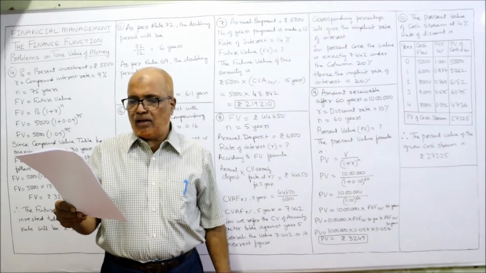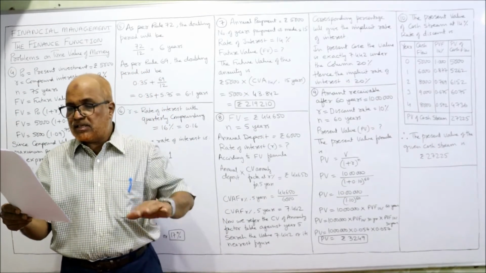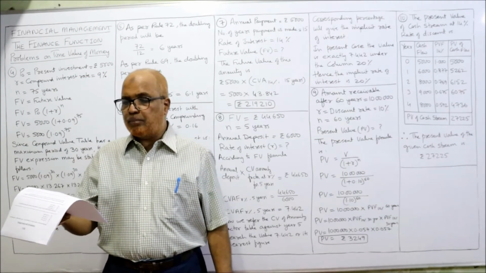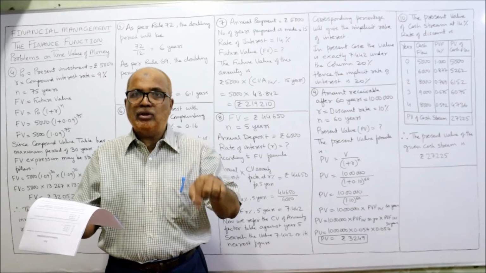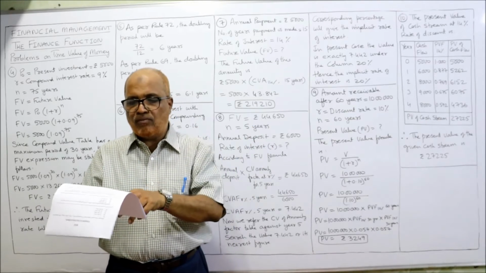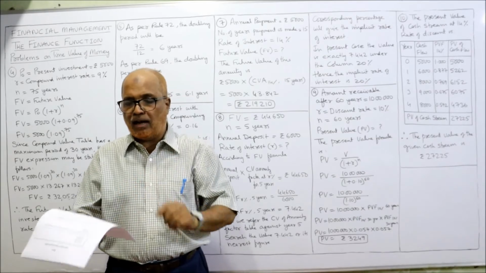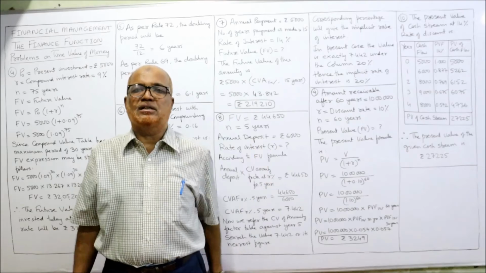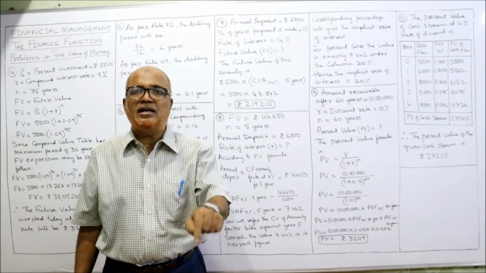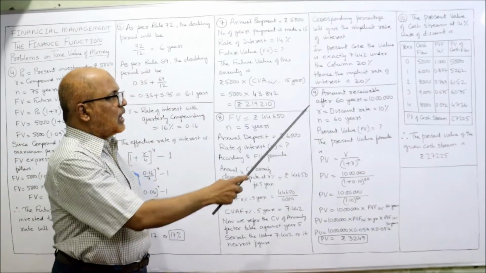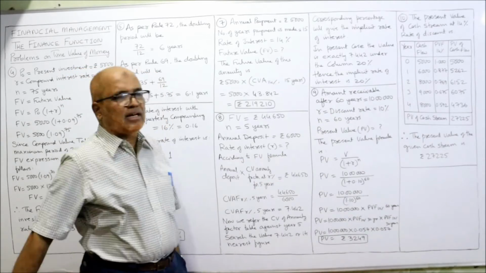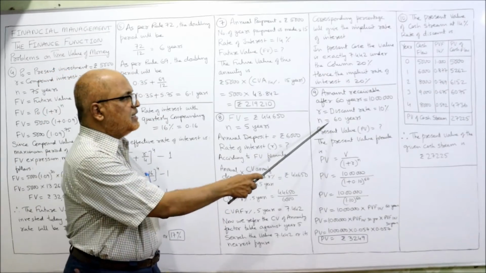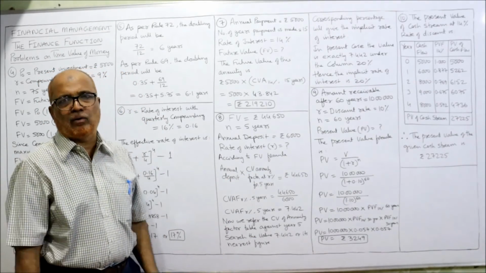Now see the ninth problem. What is the present value of 10 lakh rupees receivable 60 years from now if the discount rate is 10%? Here we have to find out the present value. The future value is given: 10 lakh. You are going to get 10 lakh rupees after 60 years, and we want the present value of that. The discounting rate is 10%, number of years 60. Present value we have to find out.